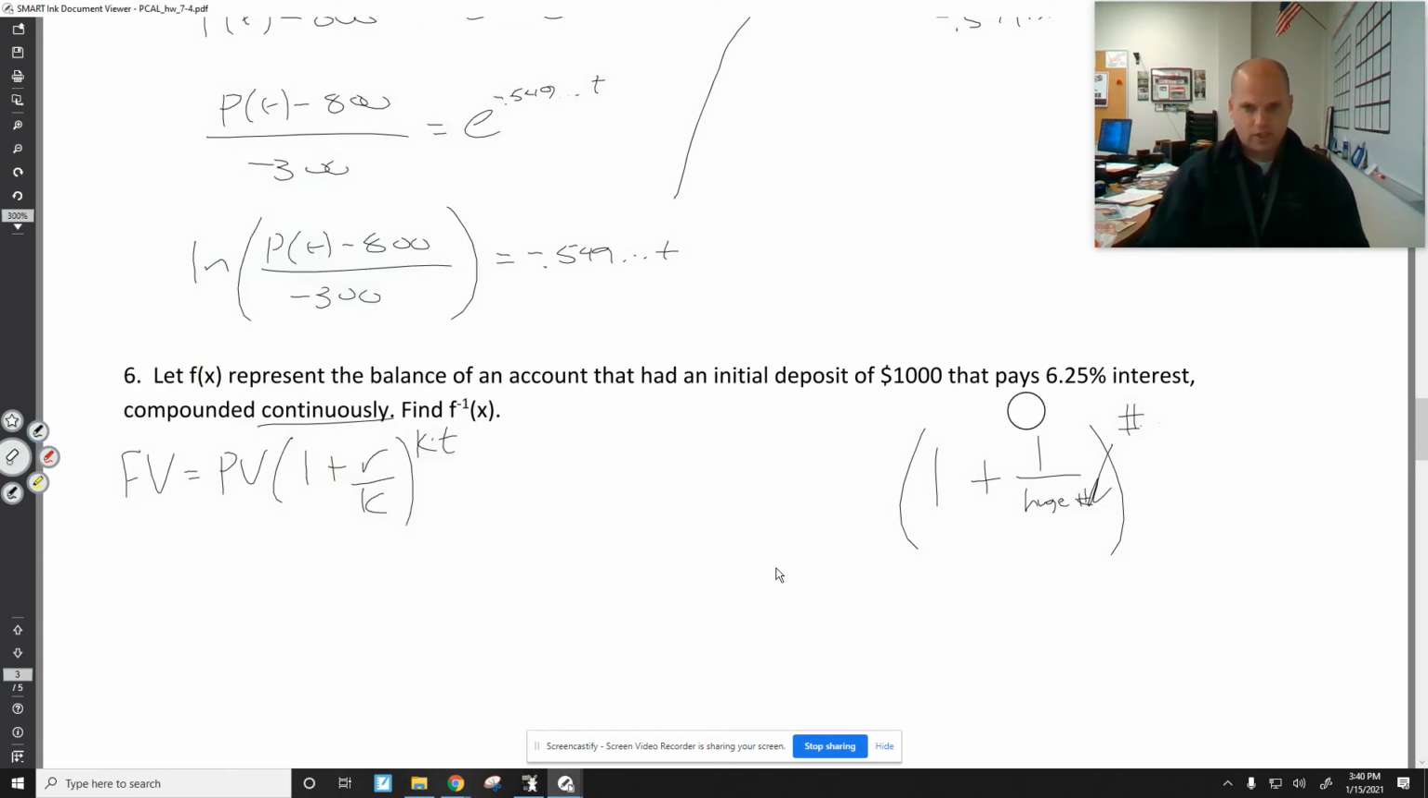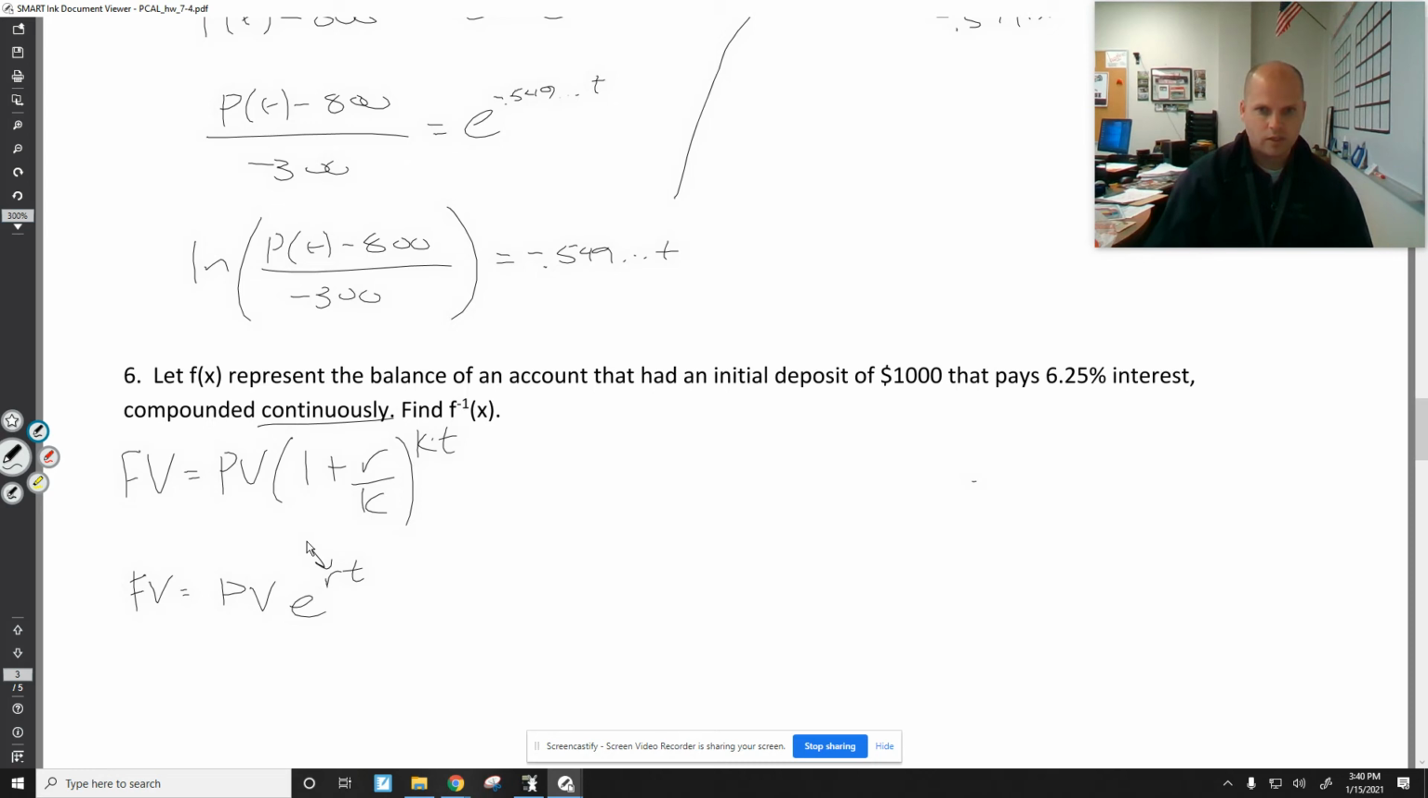Anyways, so this formula, since it's continuous compounding, K is infinity, turns into my future amount equals our present amount, E to the RT. R is the rate at which we are continuously compounding. 6.25 interest is 0.0625 as a rate. We have an initial deposit of $1,000, E to the 0.0625 T.